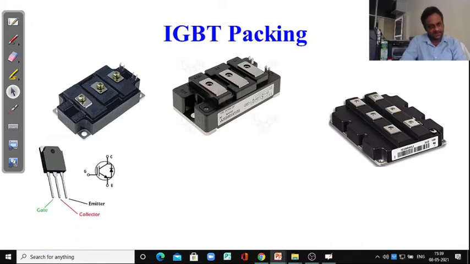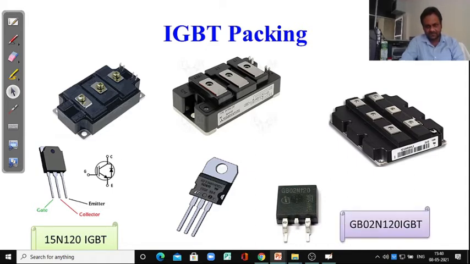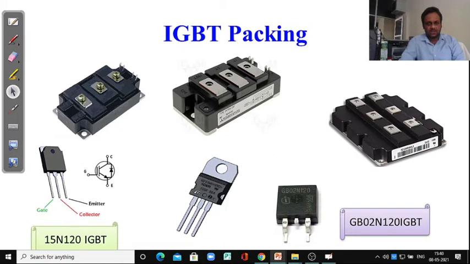This is our MOSFET or BJT packaging. The leftmost side is gate, the middle terminal is collector, and the rightmost side is your emitter. It is a 15 and 120 IGBT. This is the same thing, IGBT. This is the SMD format of packaging, surface mounting devices, GB02 and 120 IGBT. So in the market, if you are going to purchase an IGBT, you will find this kind of devices.